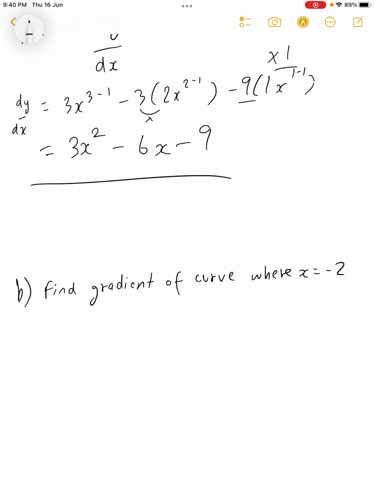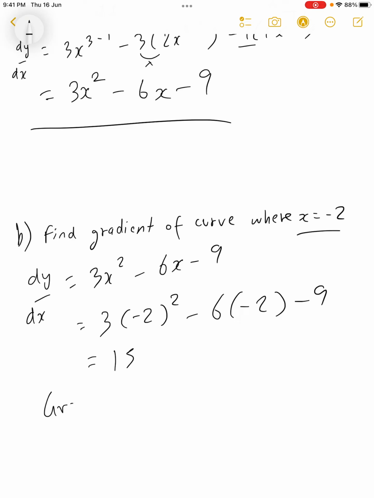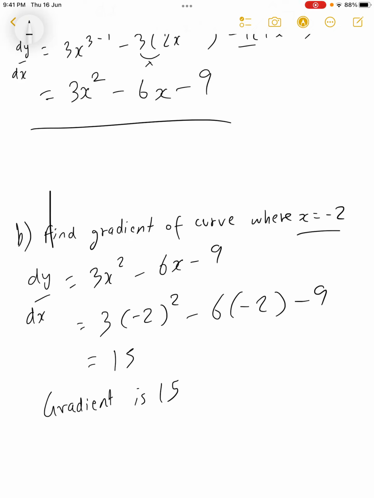Your next question is to find the gradient of the curve when x is equal to minus 2. Since we know dy/dx is 3x squared minus 6x minus 9, all you need to do is the same process. Just put minus 2 raised to the power of 2, minus 6, and multiply all the x values in your calculator. You should be getting a value of about 15. So the gradient is 15. I'm just going to write that down. Gradient is 15. Since we know the gradient is 15, that's great.